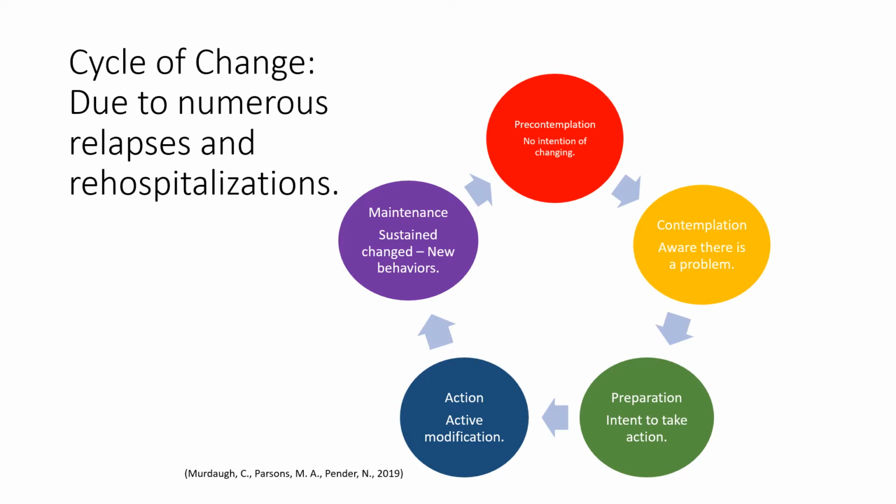To start off, we have to look at the cycle of change as presented in our text with Murdaugh. We would start with the cycle as pre-contemplation, no intention of changing behaviors. The contemplation, we are aware there's a problem.